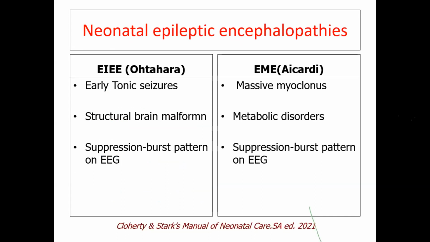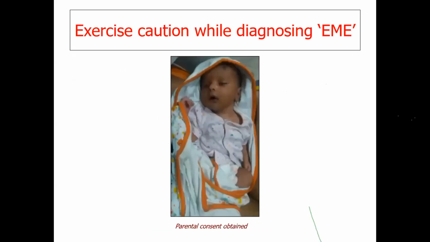which becomes even more prominent when the baby is in deep sleep. So these two terms, the early infantile epileptic encephalopathy, Ohtahara, which was the earlier video, and the early myoclonic epilepsy, EME, they vary in type of the seizures: the tonic seizures in the previous and the massive myoclonus. Ohtahara is secondary to a structural brain malformation, and EME is due to metabolic disorders. EEG is the same in both.